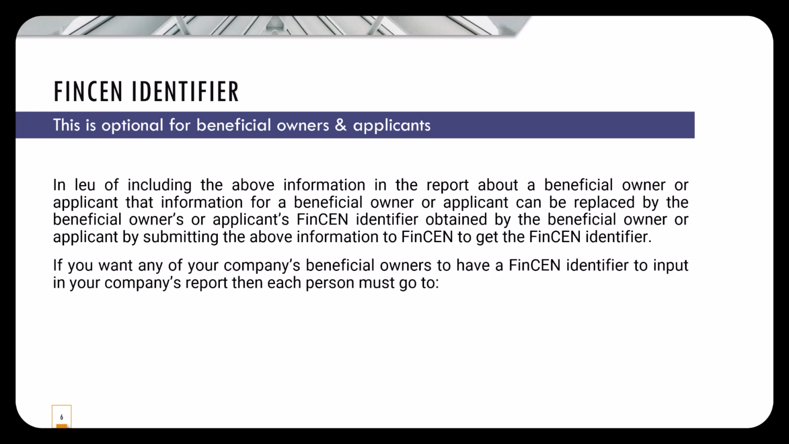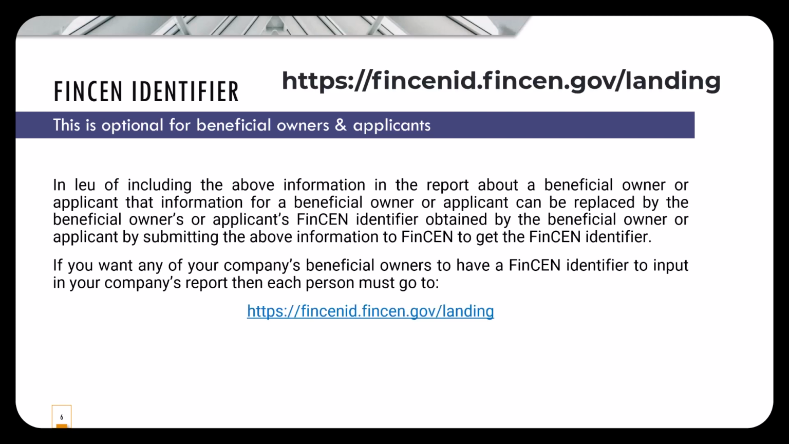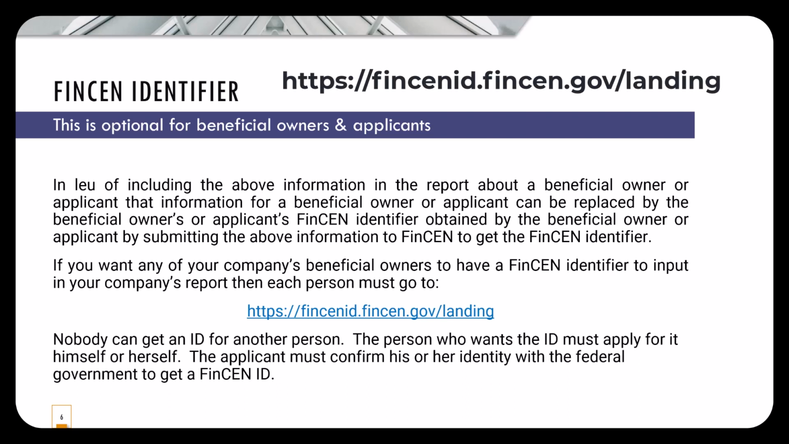If you want any of your company's beneficial owners to have a FinCEN identifier to input in your company's report, then each person must go to the URL that's displayed on the screen there, and nobody can get an ID for another person. The person who wants the ID must apply for it himself or herself. The applicant must confirm his or her identity with the federal government to get a FinCEN ID.